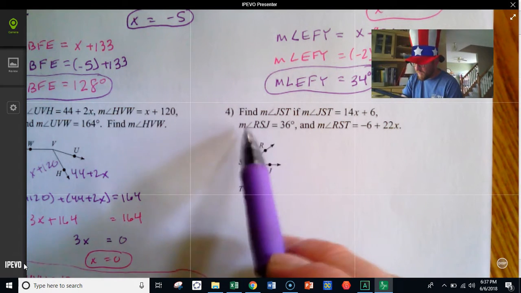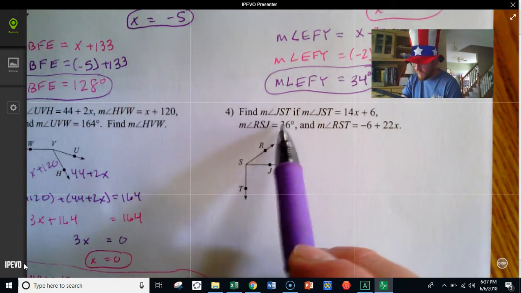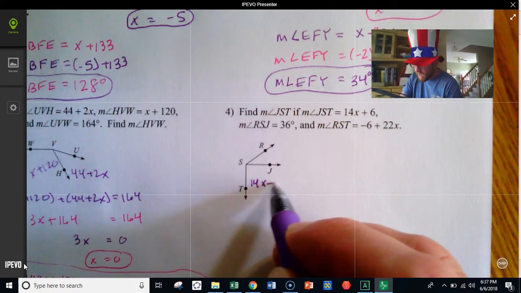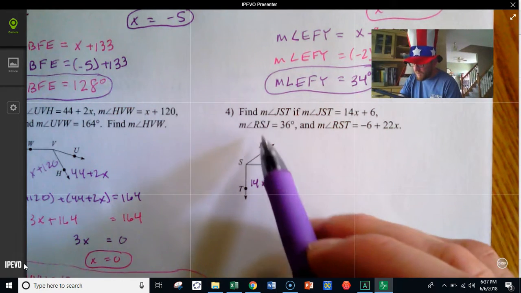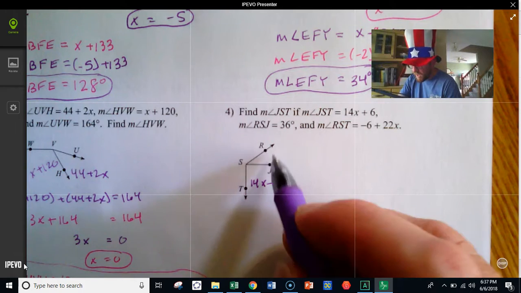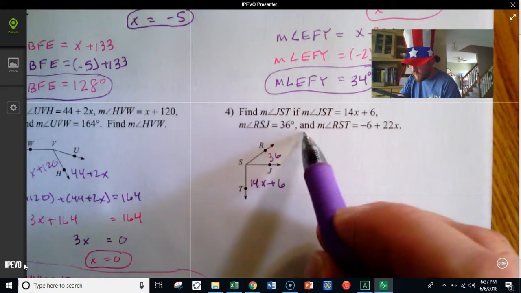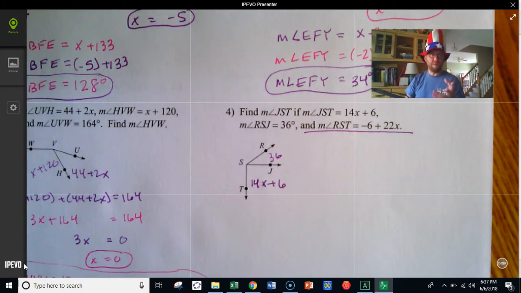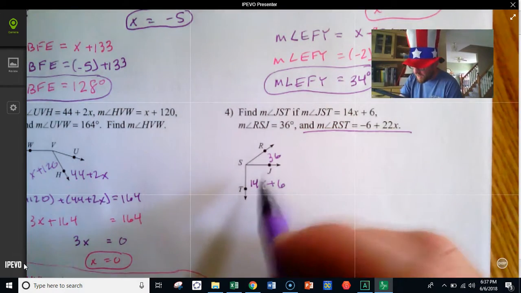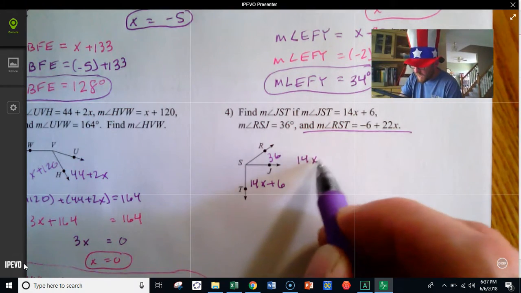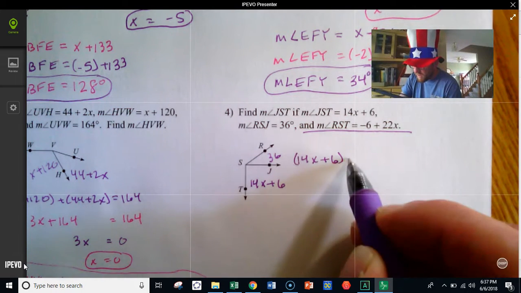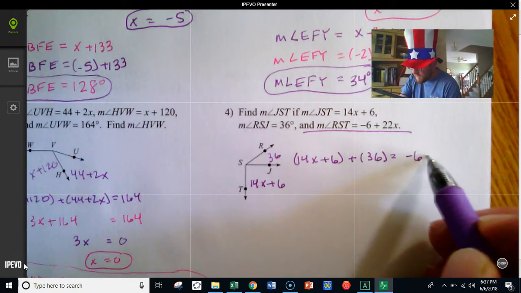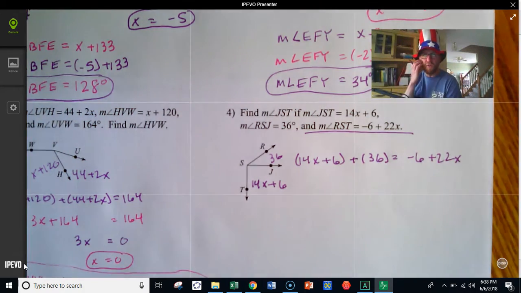find JST. And we know that JST is 14x plus 6. And we know that RSJ is 36. And we know that the big angle, RST, is negative 6 plus 22x. So this one is a little bit different. All right, so we're going to say the two small angles, that's 14x plus 6 plus the other small angle, 36, equals negative 6 plus 22x.